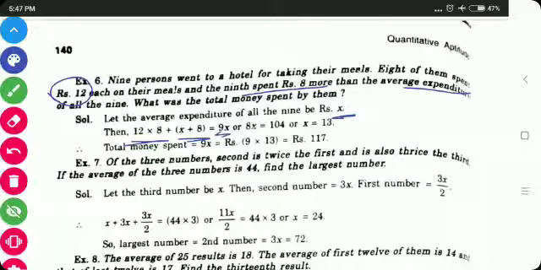As we have considered, the average expenditure is x and the total number of observations is 9, so the sum is equal to 9 into x. So it is 9x. So we will get 8x is equal to 104, x is equal to 13. So the total money spent is equal to 9 into 13, it is 117.